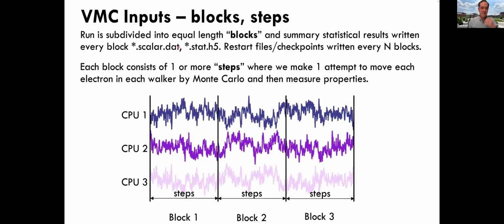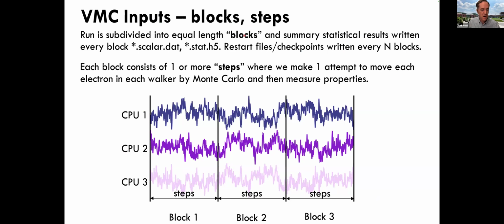So first, let's discuss variational Monte Carlo. And the first two parameters I'll discuss are blocks and steps. And of course, these are common, not just to variational Monte Carlo, but really all the Monte Carlo methods. So first of all, what are blocks?